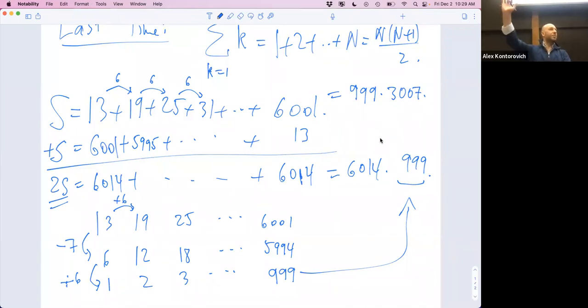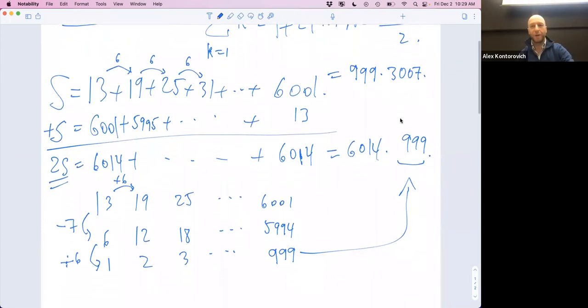Is anybody lost? Okay, never mind. How did I get half? Because this is 2S. I added S to itself in order to have this 6014. And then the question was, how many times do we have the 6014? That we answered with this little trick, so we get 999. But that's twice S, so I need to halve it to get back to what S is.